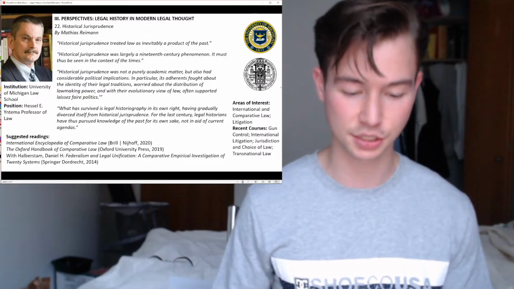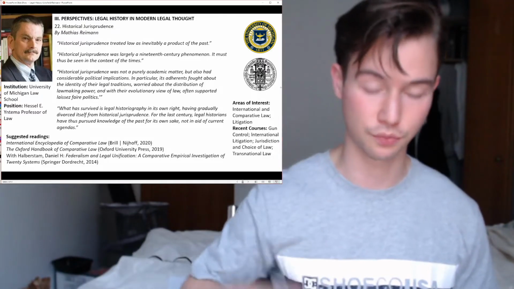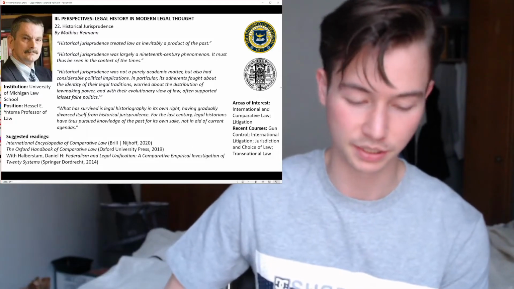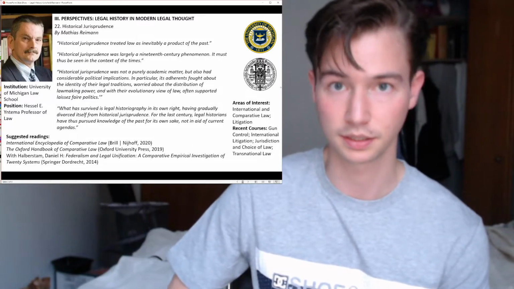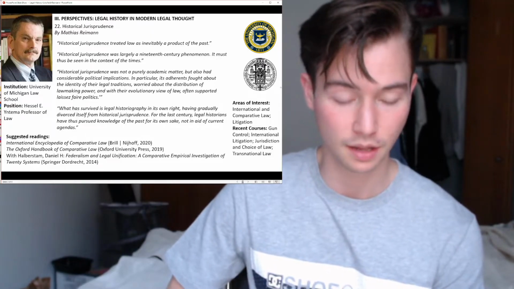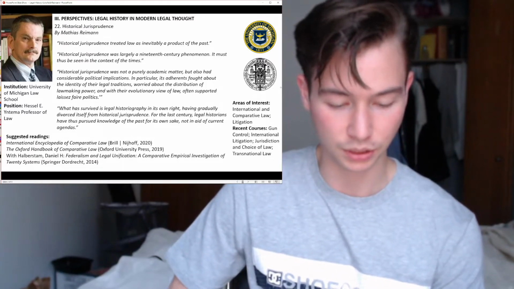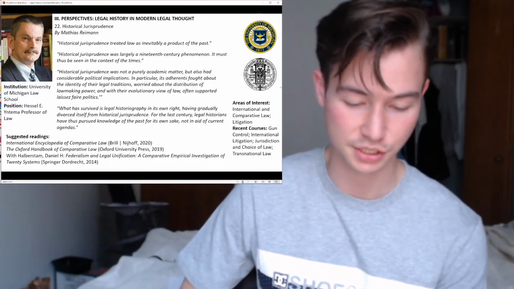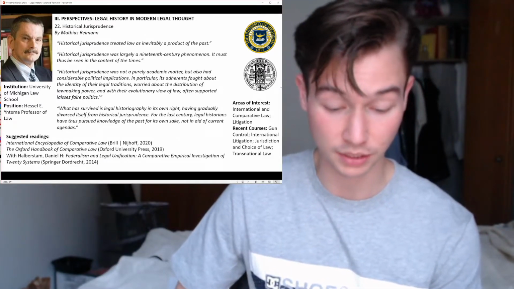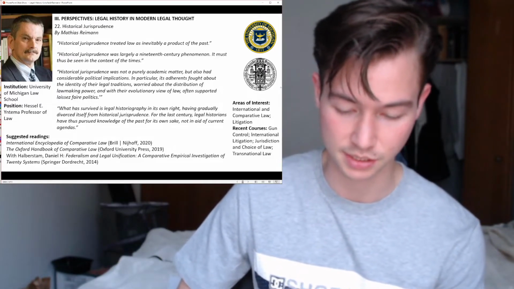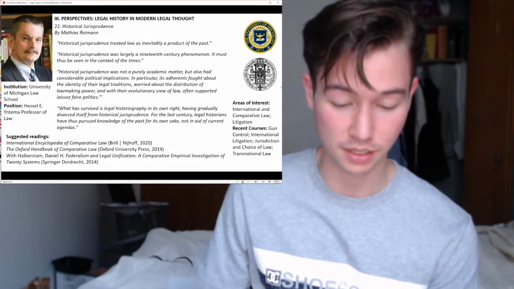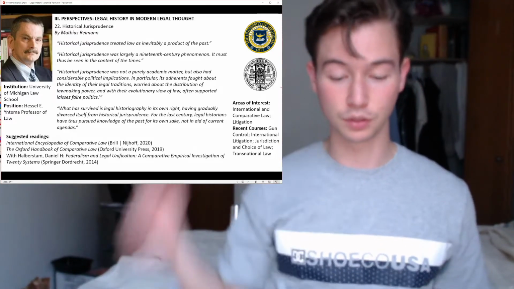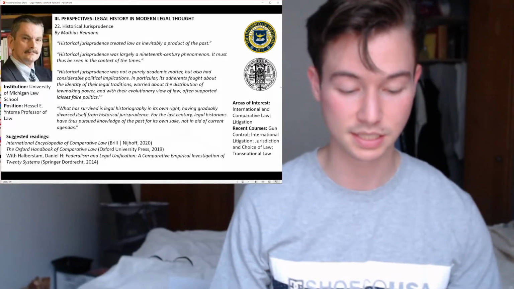So moving to the last section, section 4, which is actually part 3 of the chapter. So the political implications, a common theme, as we'll see with that chapter by Philip Schofield. Political implications: legal traditions, lawmaking, and laissez-faire are the 3 political implications. Historical jurisprudence was not a purely academic matter, but also had political implications, he says. In particular, adherents fought about the identity of their legal traditions, were worried about the distribution of lawmaking powers, and their evolutionary view of law often supported laissez-faire politics.